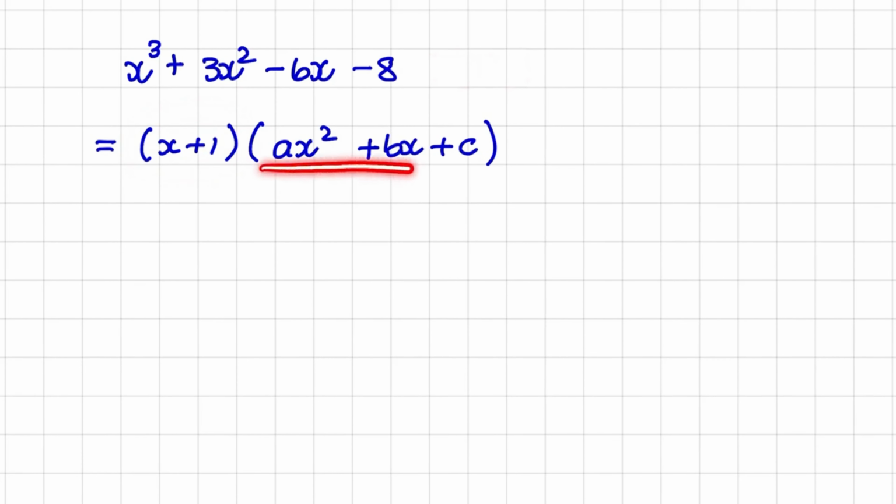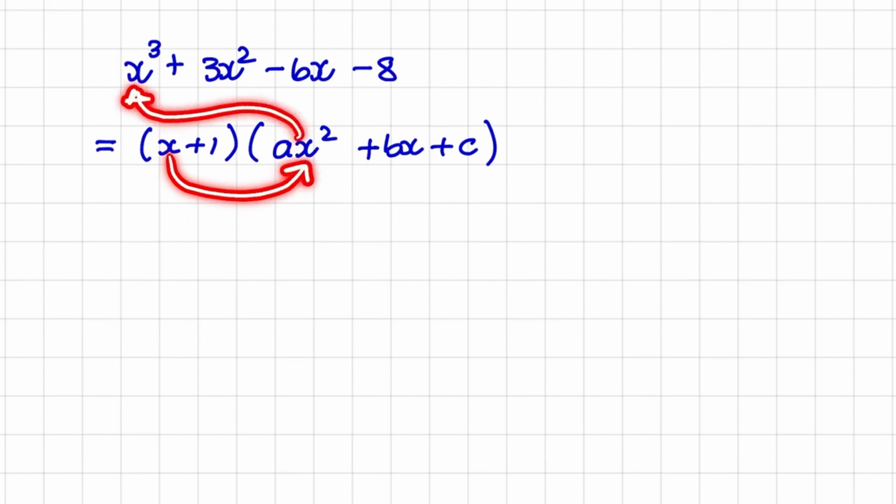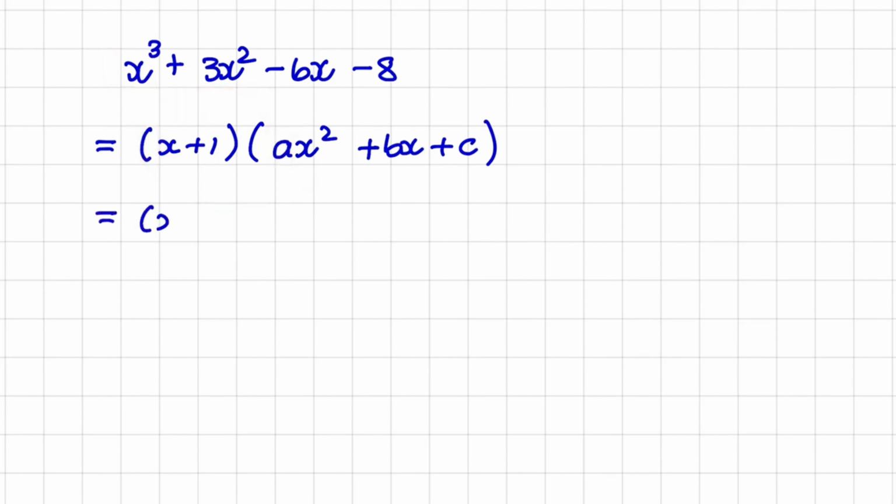Now I want to find or solve a, b, and c in this trinomial. And for the a value, I'll take x times ax squared, and I'm trying to recreate x cubed. And I notice the coefficient of x cubed is 1. So if I have 1x times 1x squared, that will lead to x cubed in my first term. So therefore the value of a would be equal to 1.